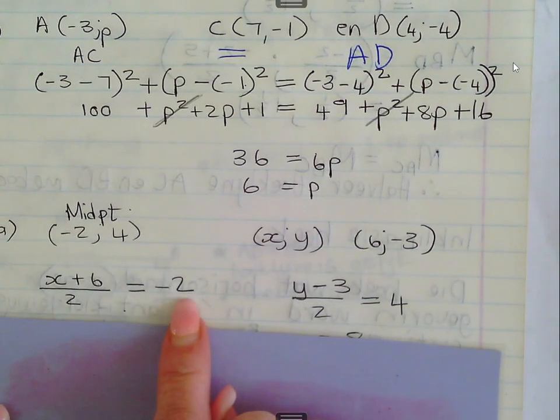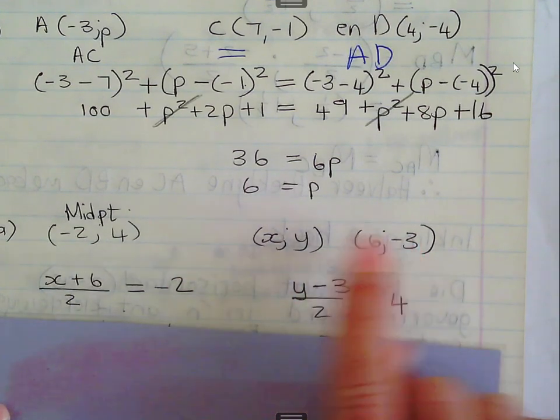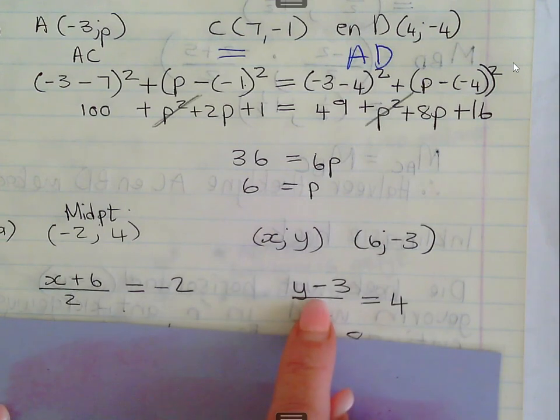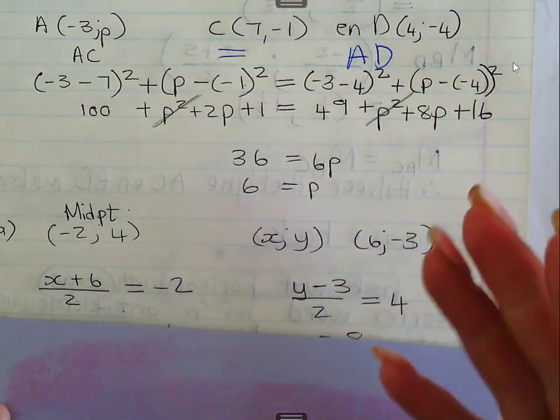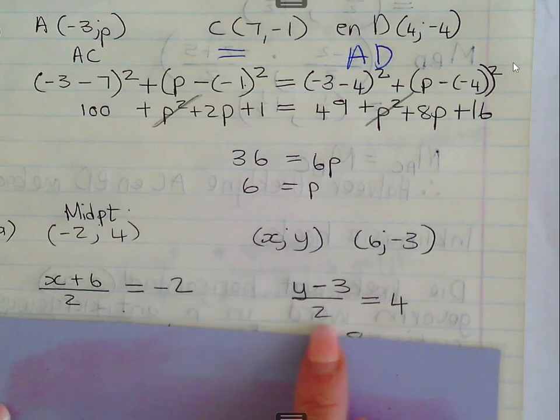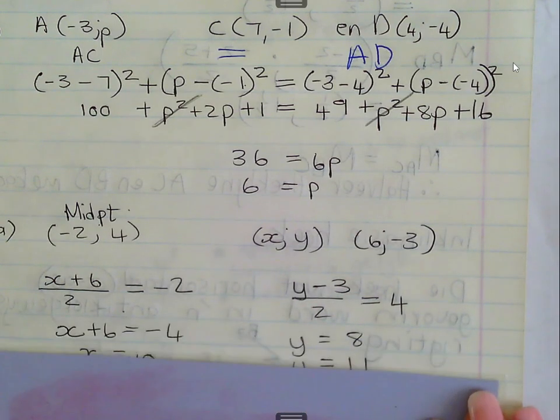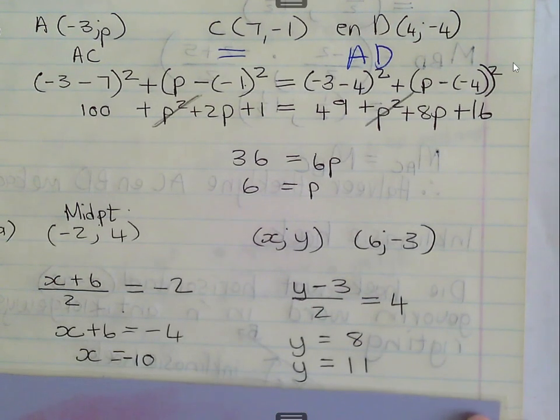They gave me the answer. And then y plus -3, but it's still plus, ne? But the plus and a minus is a minus. That's why it's minus there. Y minus 3 divided by 2 equals 4, and then you solve it, you get x to be -10 and y to be 11.